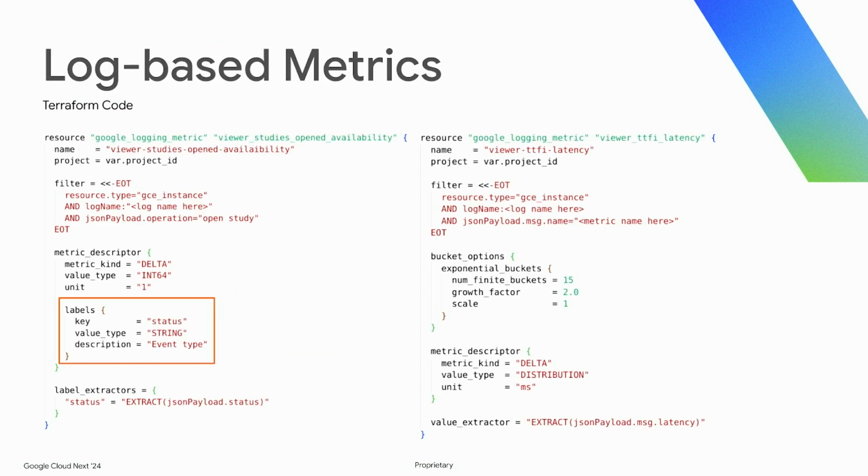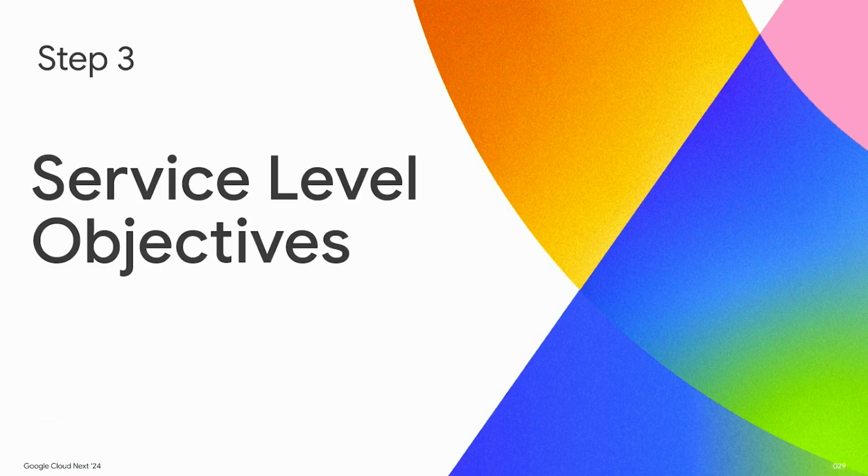And here's our actual Terraform code that we use to create these. On the left is availability, and on the right is latency. For the availability metric, we need a label that we can use to differentiate between a good event and a bad event. And I've highlighted that there in orange.